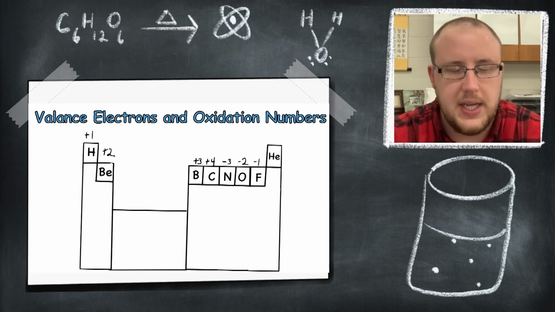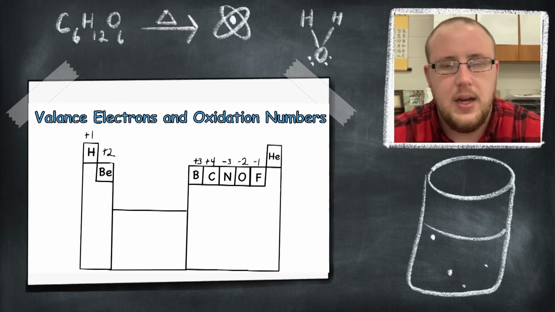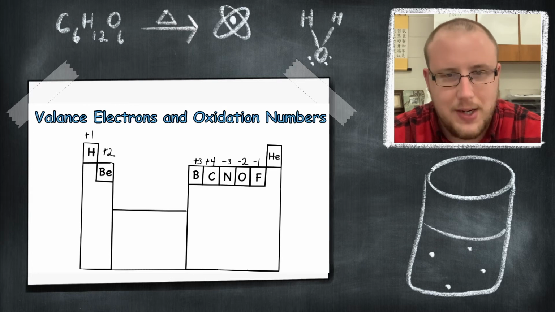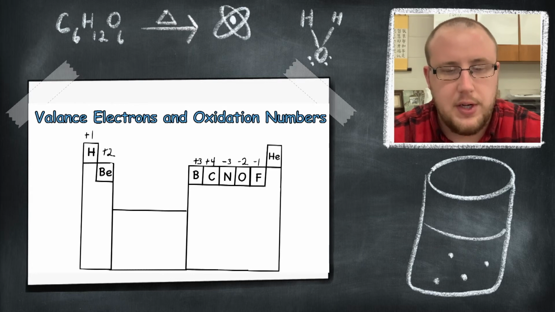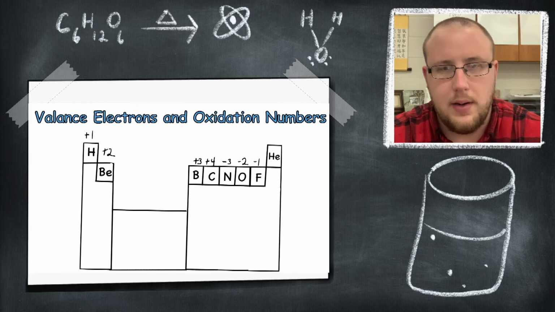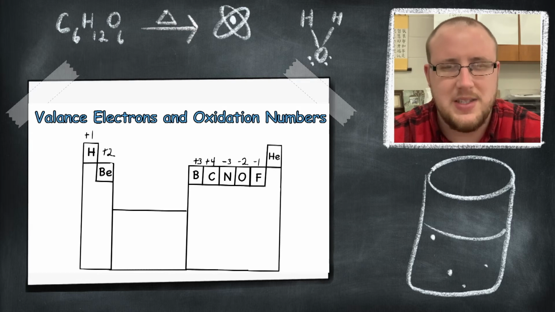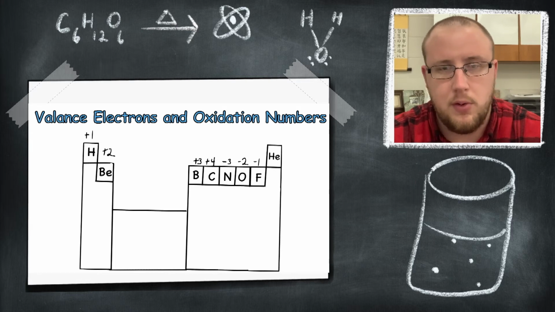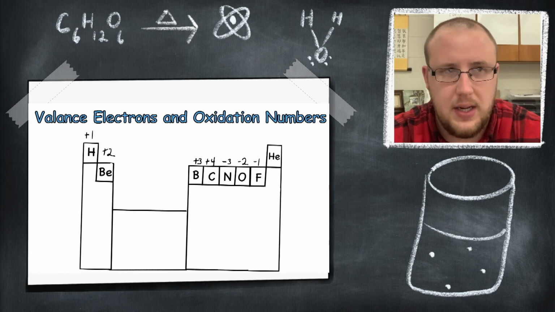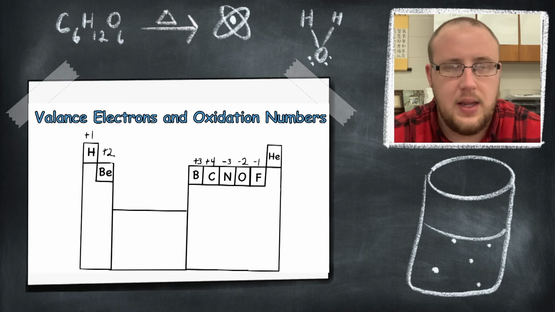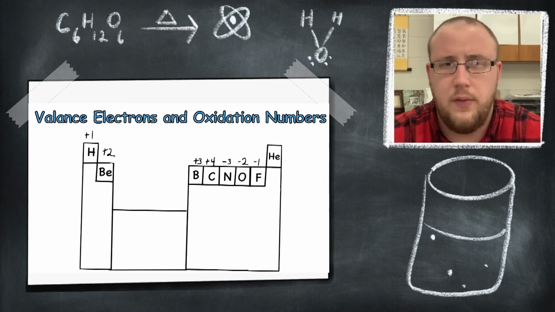So nitrogen has a -3 oxidation. Oxygen has a -2 oxidation. And fluorine's family has a -1 oxidation. We can technically say helium's family has 0 oxidation number because they are very stable and they don't want to give up or lose electrons. But you'll never get problems saying, hey, this helium has an oxidation state of what?